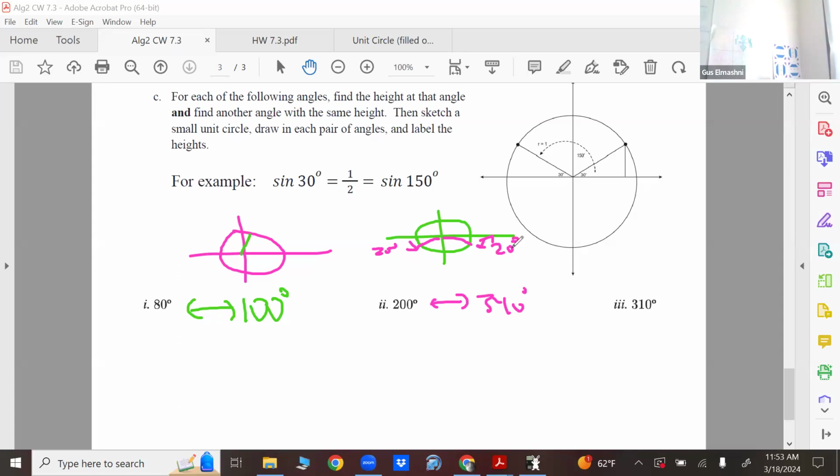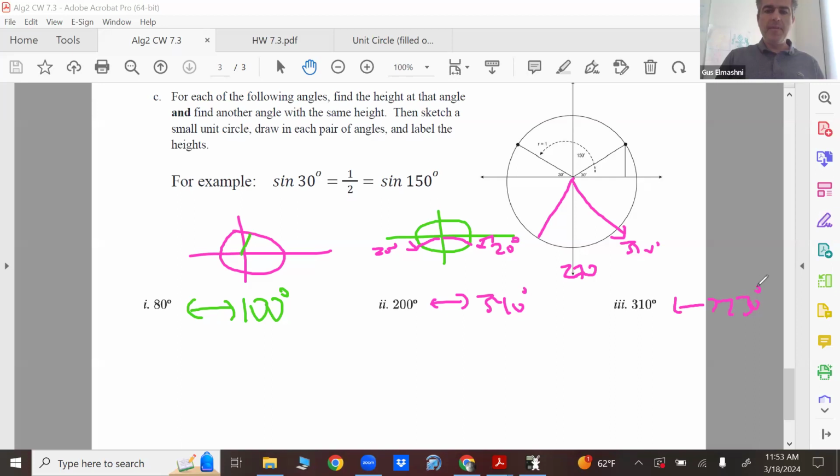How far is 200 from the x-axis? 20, right? This is 360, right? So take 20 away from 360. It's all about symmetry. Okay, 310. 310 is probably somewhere over here, right? So what would be equivalent to it in the other quadrant? If this is 270, close. 230, yeah. 230.